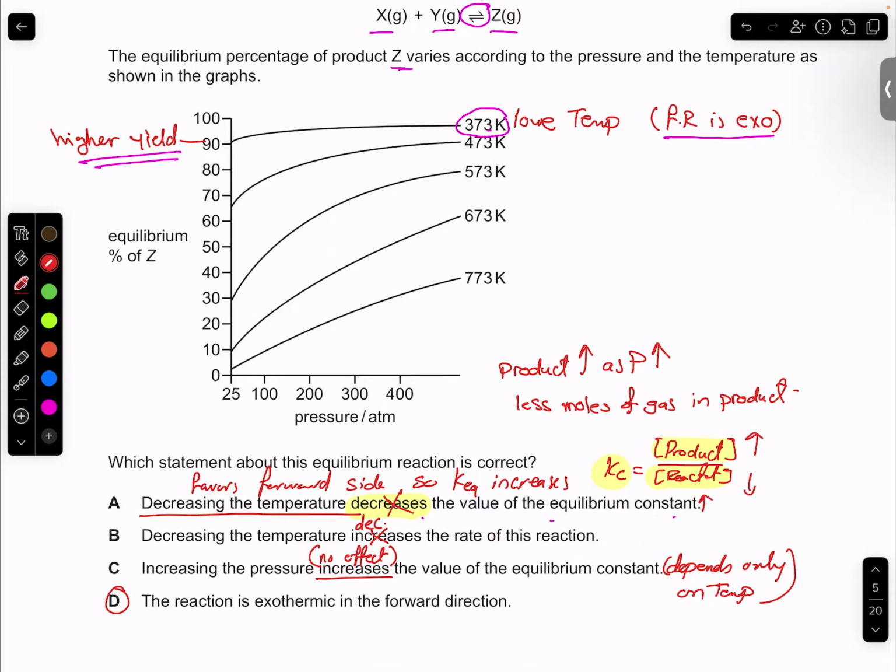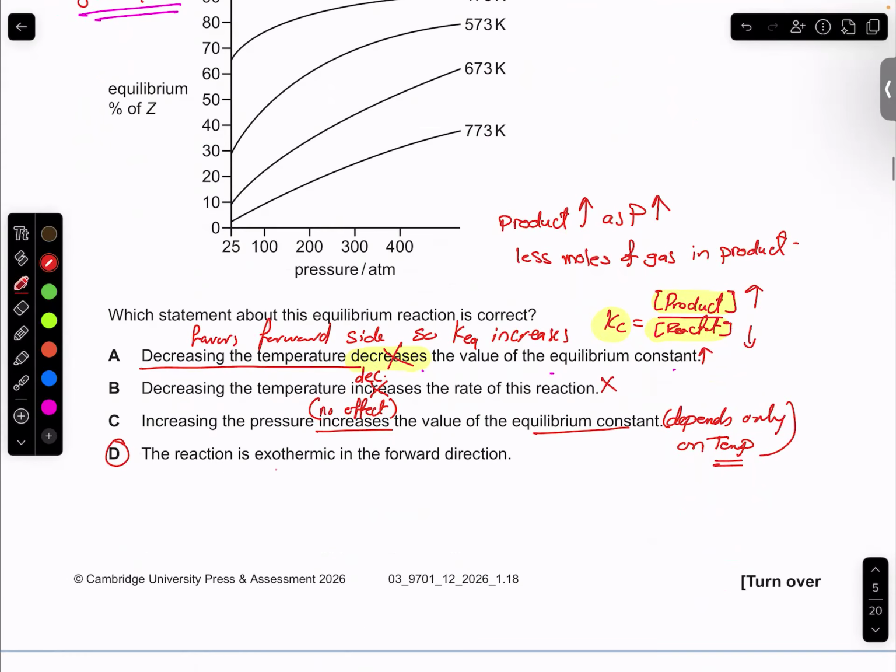Decreasing the temperature increases the rate of the reaction? Of course not. Decreasing the temperature decreases the frequency of collision, so it will decrease the rate of reaction. Increasing the pressure has no effect on the value of the equilibrium constant because only temperature changes the equilibrium constant. The last one, the reaction is exothermic in the forward direction. Of course, this is correct because as the temperature decreases, the equilibrium yield increases.